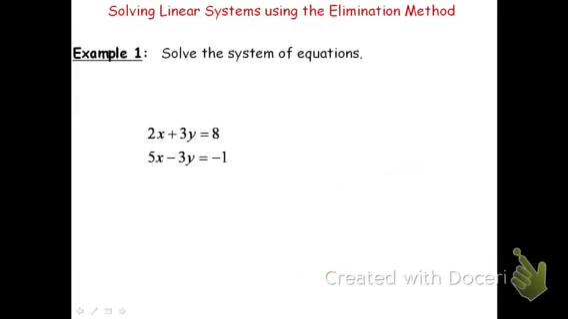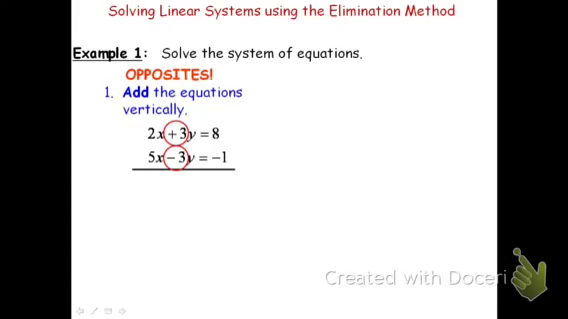Let's look at an example. In this problem, we have that 2x plus 3y equals 8. The second equation says that 5x minus 3y equals negative 1. Going back to our steps, we see that the first step is to look for opposites. Opposites are when you have the same number, but one's positive and one's negative. Here, the y's are opposites. We have a positive 3y and a negative 3y. So if we add these equations together, those opposites will cancel.